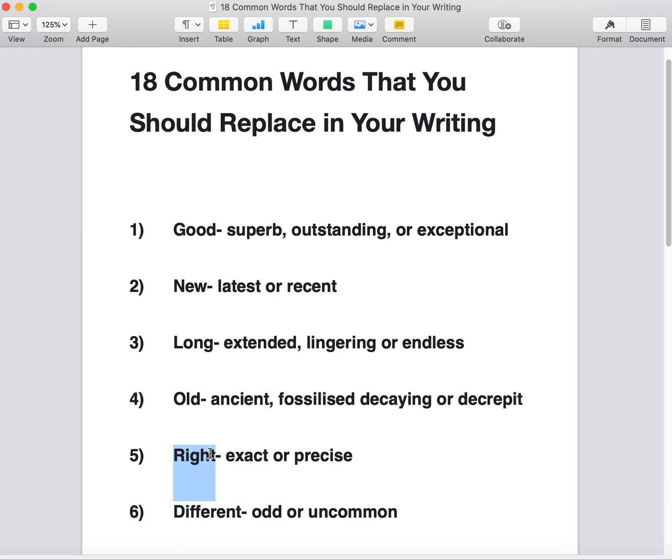Right is also among the common words that tends to slip through our writer's filters. If somebody is correct, you could also say exact or precise. Don't let habit words like right dampen your writing.